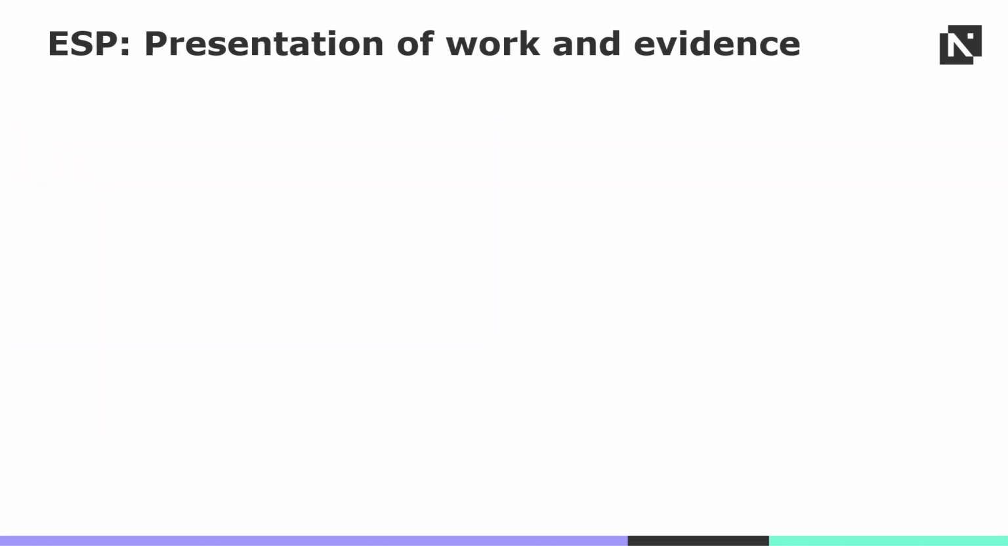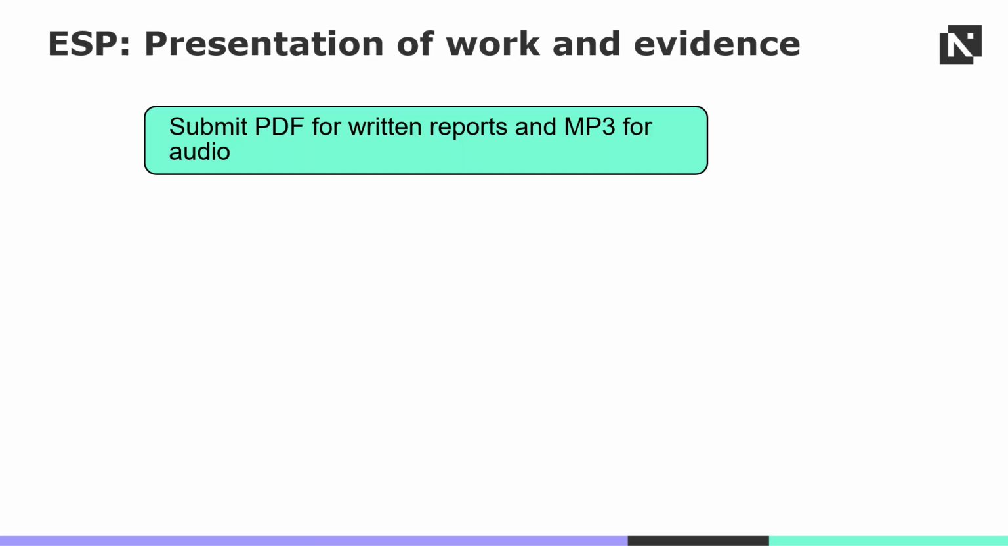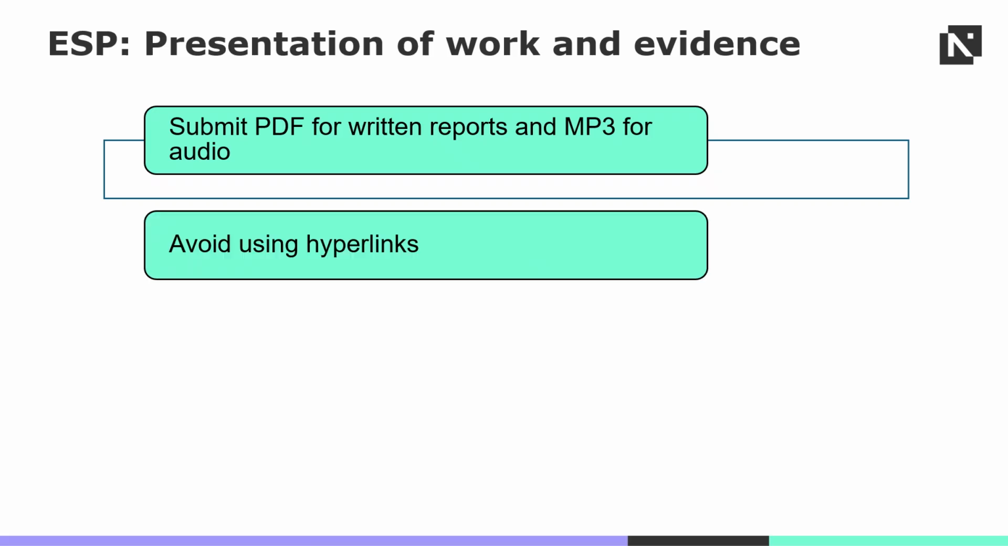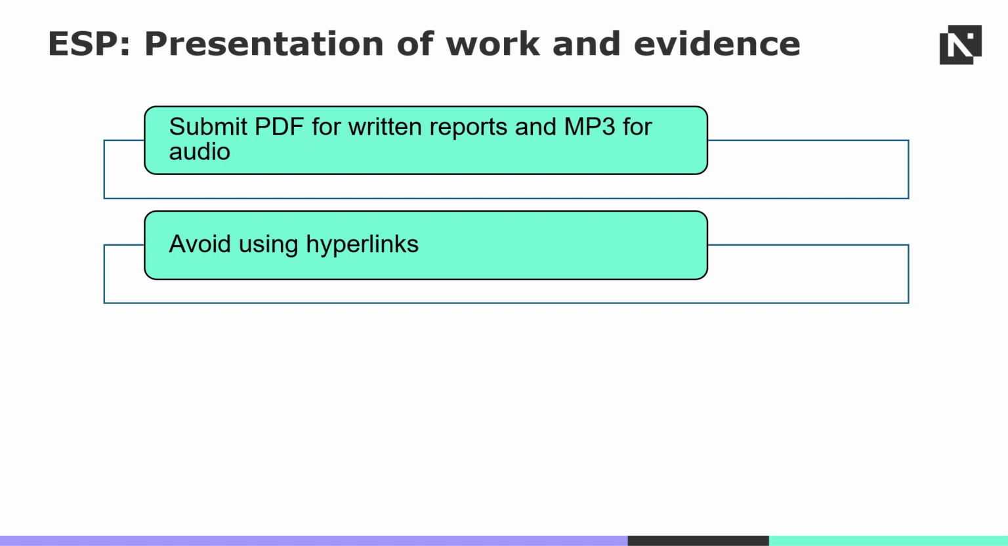It's worth noting here that across the ESPs there were some issues identified, particularly around the presentation of work and evidence. So the Chief Examiner noted some inconsistencies in the quality of submitted work, which at times affected its readability and was difficult to mark. So advice includes submit PDF for written reports and use MP3 for audio and try to avoid large or uncommon formats. Avoid using hyperlinks as assessors are unable to access these once converted to PDF.